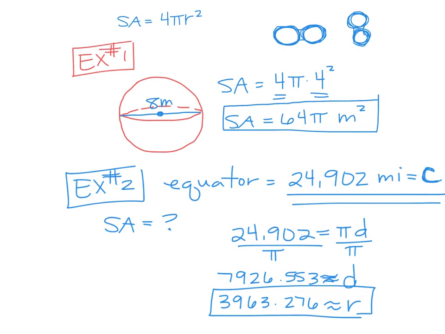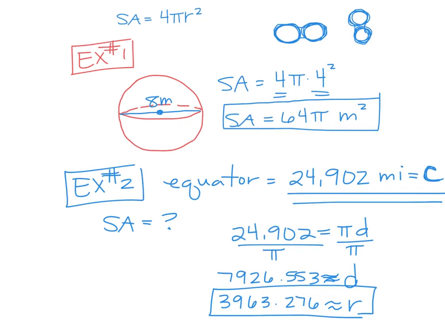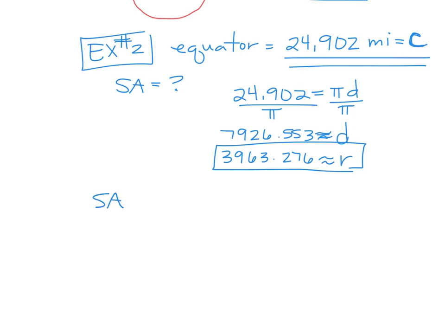Okay? The question was, what's your surface area? So you're going to take that radius and plug it into the surface area formula. So we're going to say the surface area is 4 times pi times 3,963.276 squared. Okay, so you plug that into your calculator. This has already been rounded, so there's no point in trying to leave it in terms of pi, because in terms of pi would be an exact answer, and we can't have that anymore. So we're just going to plug it in.